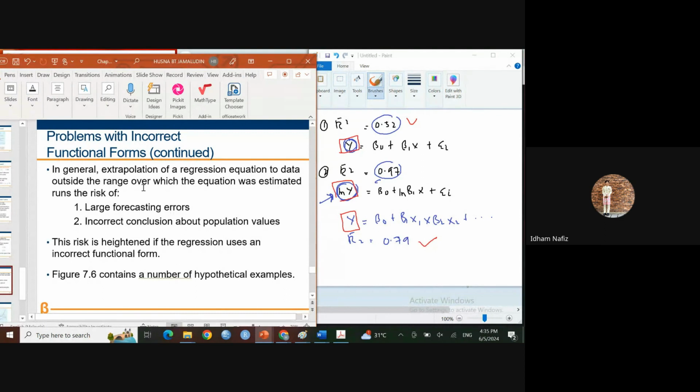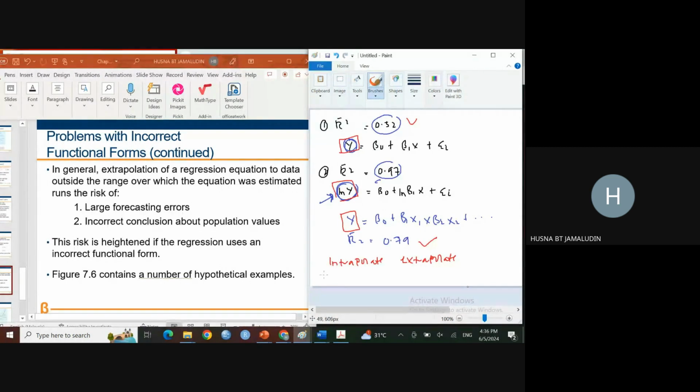Explain, madam. Okay, so there are two concepts. One is interpolate, another one is extrapolate. We can say interpolation, extrapolation. Interpolate means that you are estimating your equation based on the current observation.